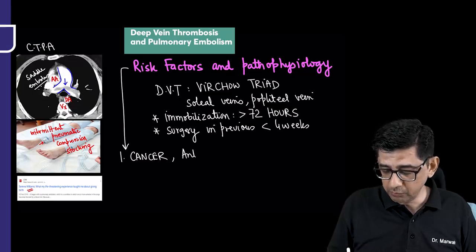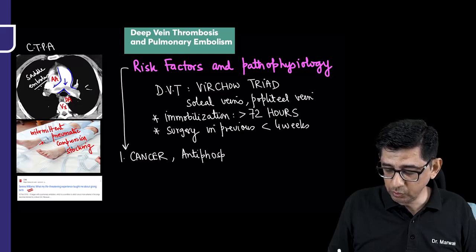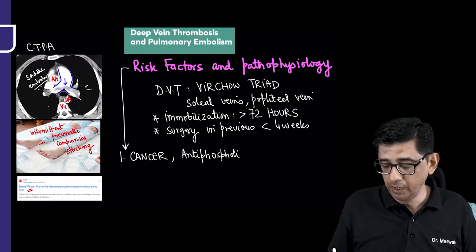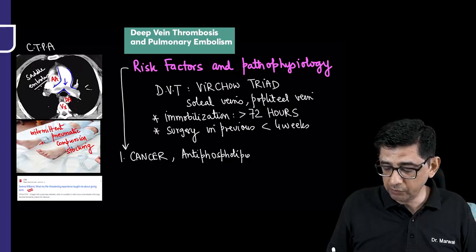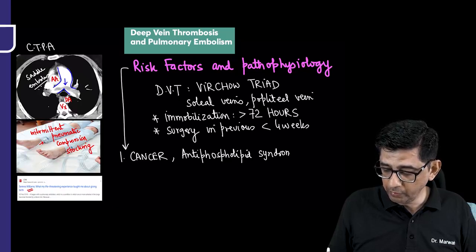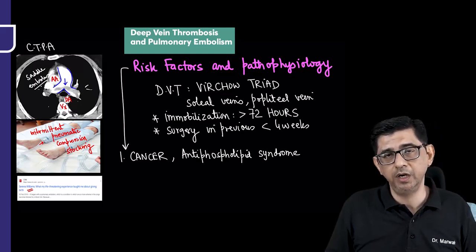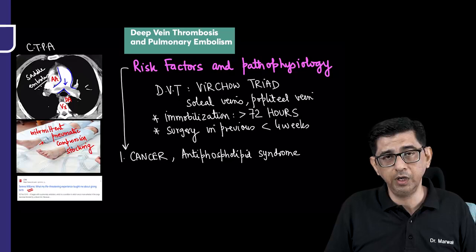So if the question itself mentions that this person has undergone cancer surgery, or this is a lady with SLE, or, many times, antiphospholipid antibody syndrome may occur even without SLE. So every time you read about antiphospholipid syndrome, you should remember from your rheumatology session that there are antibodies present here, like lupus anticoagulant antibody, anti-cardiolipin antibody, and anti-beta-2 glycoprotein antibody.